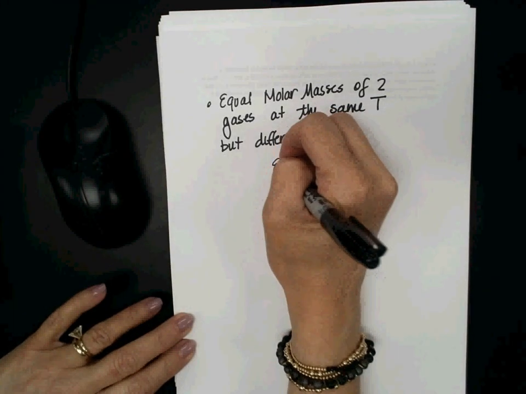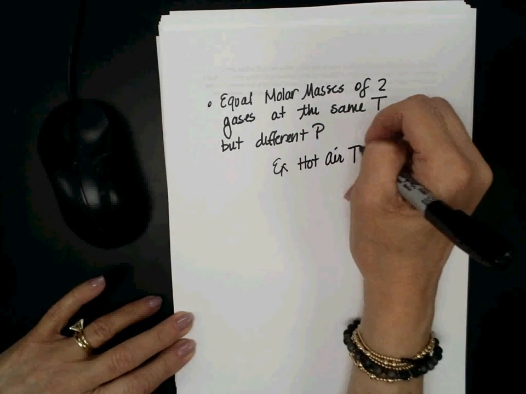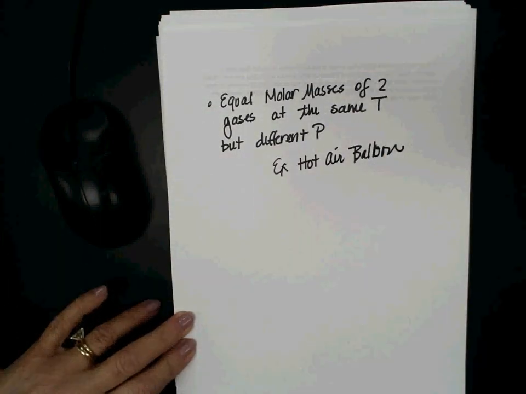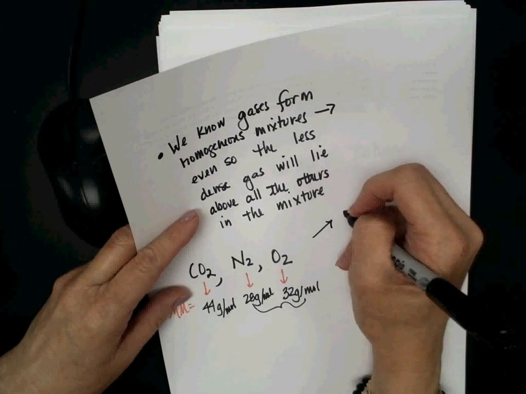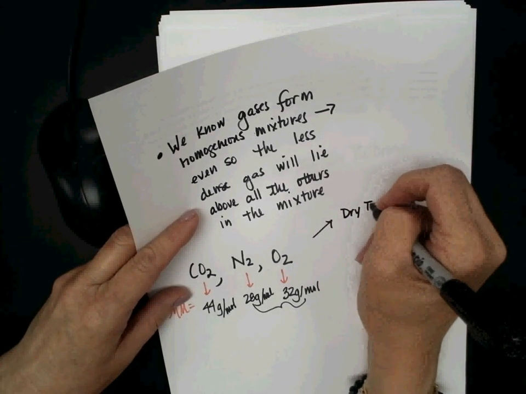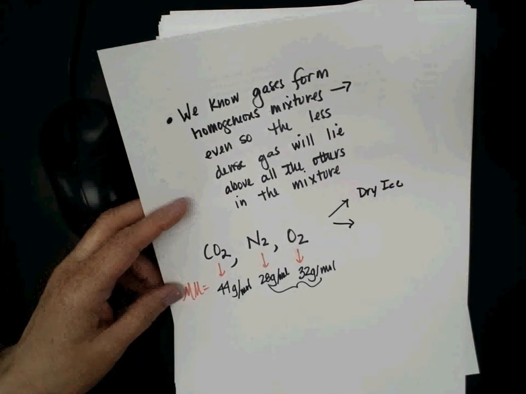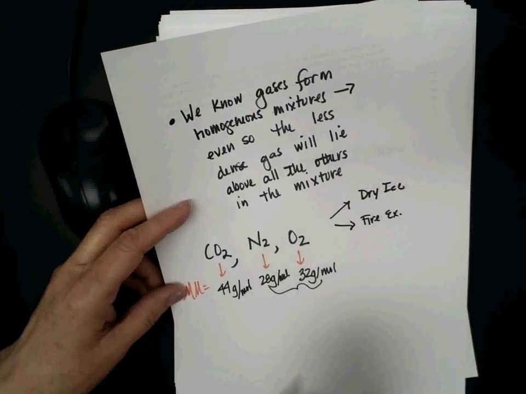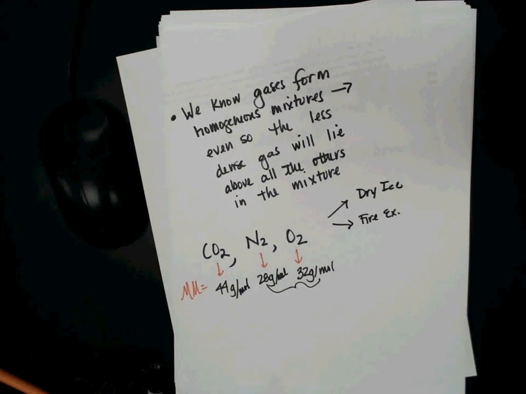So maybe let's go back to wherever I had that. And just off to the side, let's write dry ice. What's the other thing? Oh, what else did I talk about? Oh, fire extinguisher. So you've got a couple of examples.